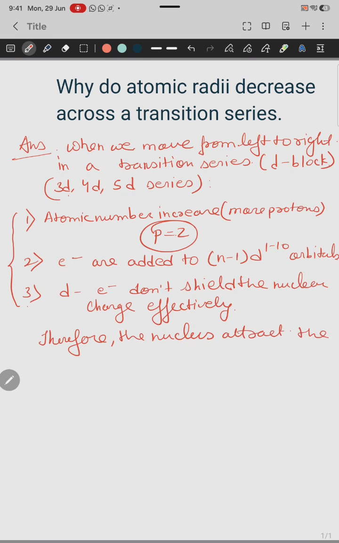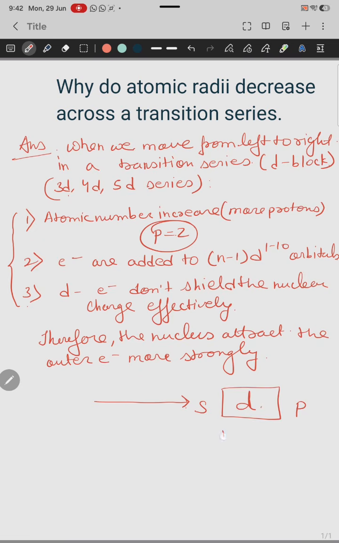The nucleus attracts the outer electrons more strongly. This is the overall effect. So when we move from left to right in a transition series, the d block elements, because we know that s block is this side, p block is this side, and in between there are the d block elements, and at last there are the f block elements, atomic number increases. Electrons are added here, and the d electrons do not shield the nuclear charge effectively.